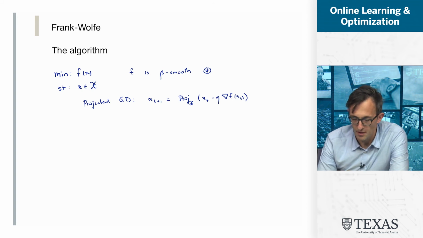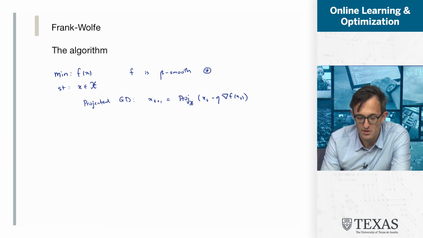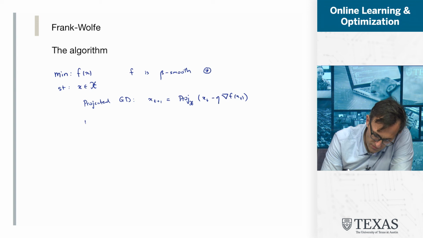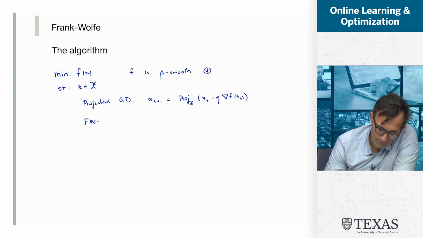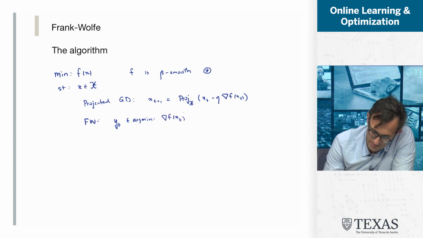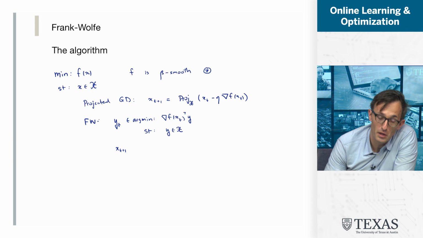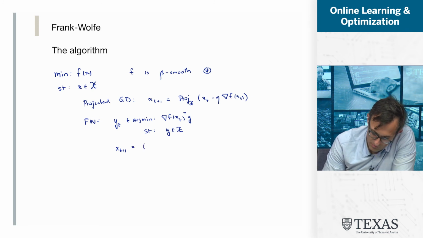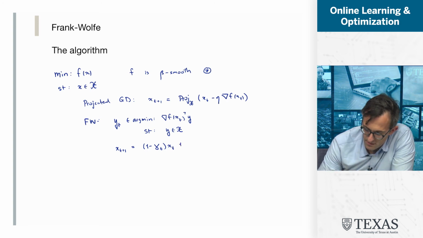Frank Wolfe does something different. It never will go outside of the set. It'll actually just always stay inside. So Frank Wolfe says, if I'm at x t, let's compute y t, which is the argmin of the gradient of f of x t transpose y, subject to y in X. And then let's let x t plus 1 move along this direction. So x t plus 1 will be 1 minus gamma t times x t, this is where it was previously, plus gamma t times y t.